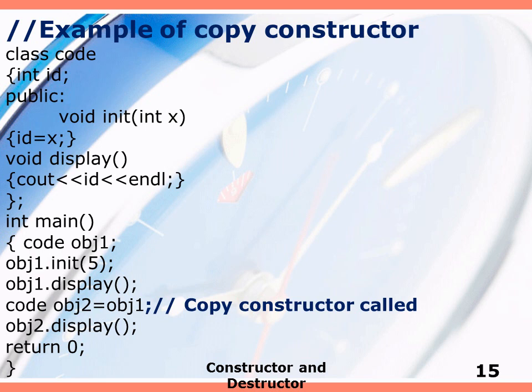The next line, code obj2 = obj1, is nothing but a call to the copy constructor. Code obj2 means we are creating a new object named obj2. It belongs to the class code, and the value of obj2 is equal to obj1. So the data members of obj1 shall be copied to obj2. With obj2.display, the contents of obj2, that means the ID variable, shall be displayed.